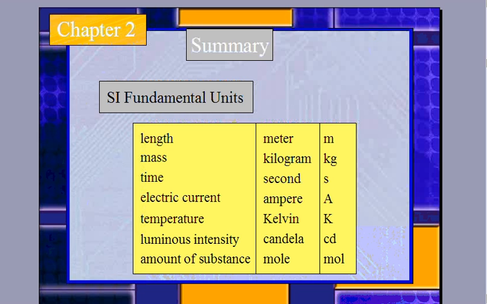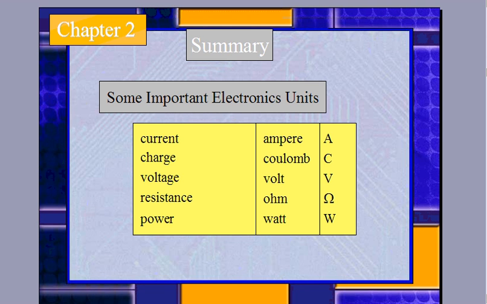These are just some fundamental units. Some important electronics units are current. The unit of current is an ampere. Ampere is an A for amps. Charge is represented by coulombs. The symbol is C for the coulomb.